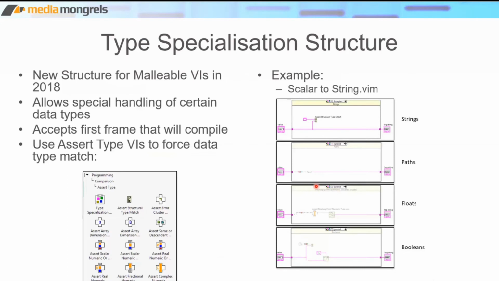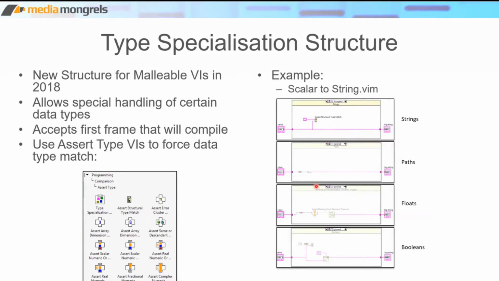So the type specialization structure that I mentioned earlier is a new structure that apparently only appeared in the palettes in 2018, but was around with the release of Malleables in 2017. Basically, it allows you to force LabVIEW to handle certain data types in a certain way.